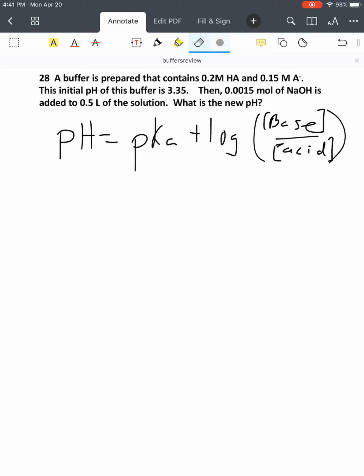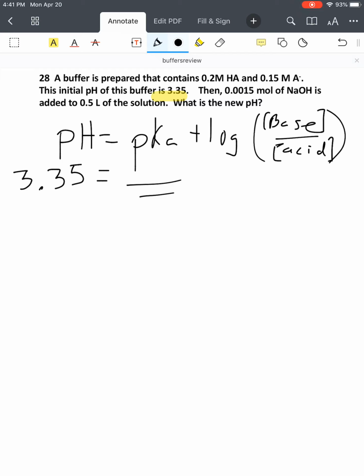We're told the initial pH of the solution is 3.35. And then we add some sodium hydroxide to the mix to kind of mess things up. We want to know what is the new pH. Now, we're not told what the pKa of this acid is, but we know from the HH equation that if I take the pKa and I add the log of this ratio on the right, I got to get my pH. So my first step here is to figure out some characteristics of my acid.